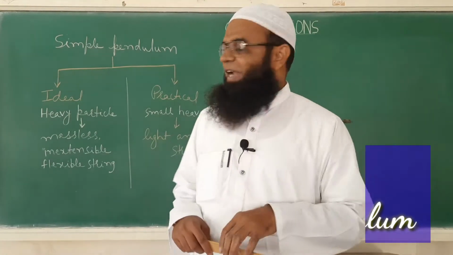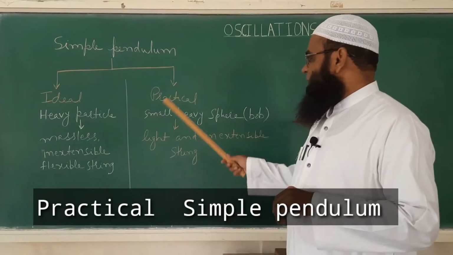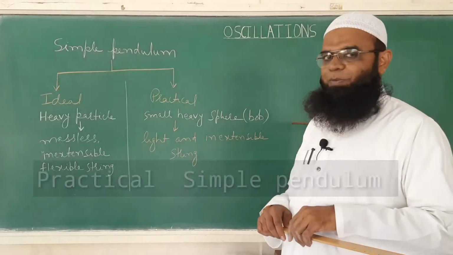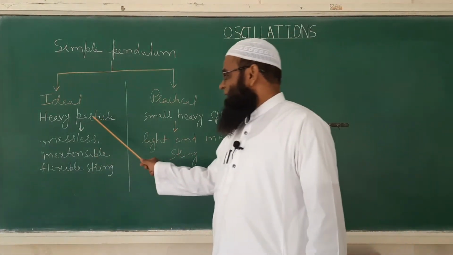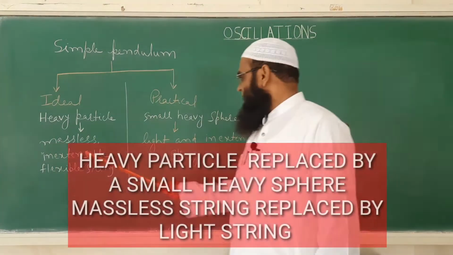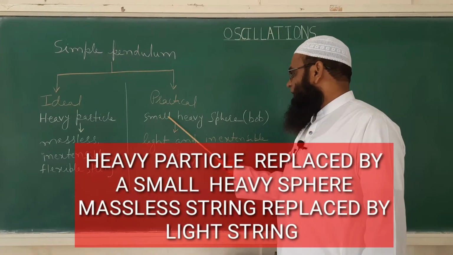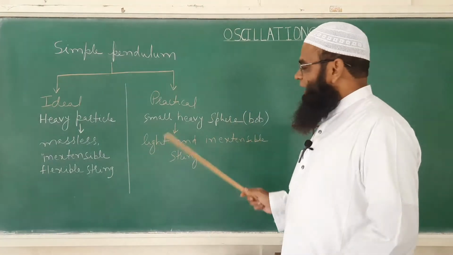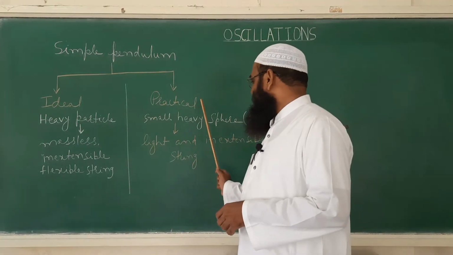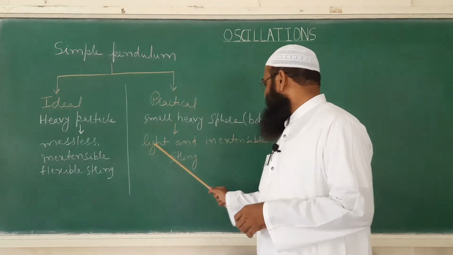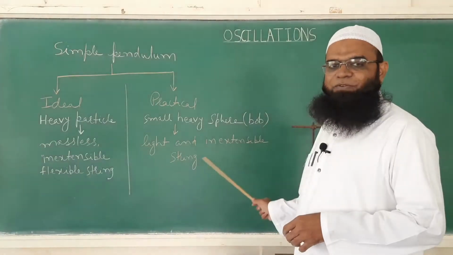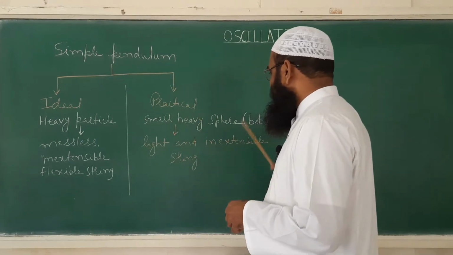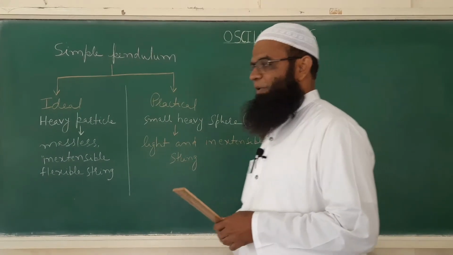So, in place of the ideal simple pendulum, we use a practical simple pendulum. Now, what is a practical simple pendulum? In place of a heavy particle, what are we doing? We are taking a small heavy dense sphere, which is also called a bob, and we are suspending that bob with the help of a light and inextensible string from a rigid support. By doing this we can realize a practical simple pendulum.